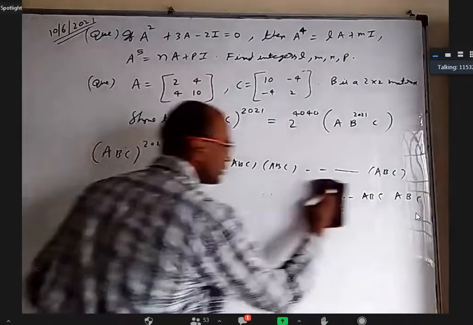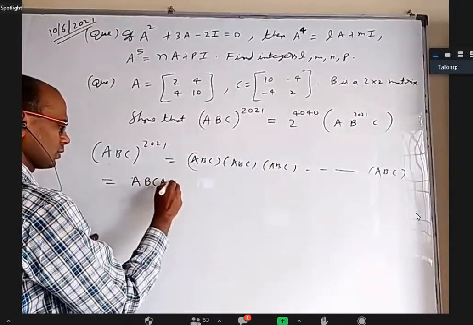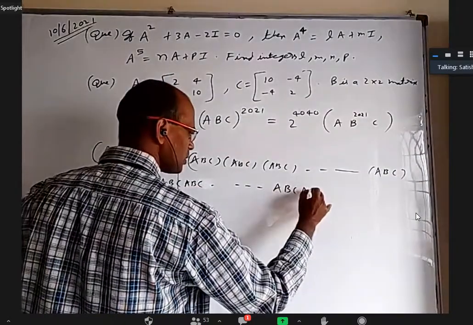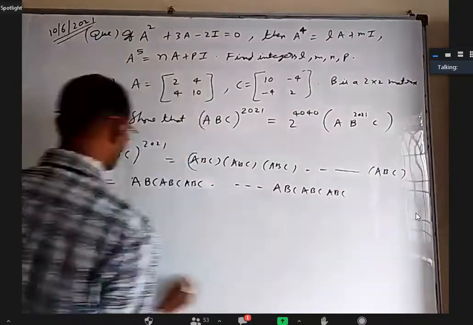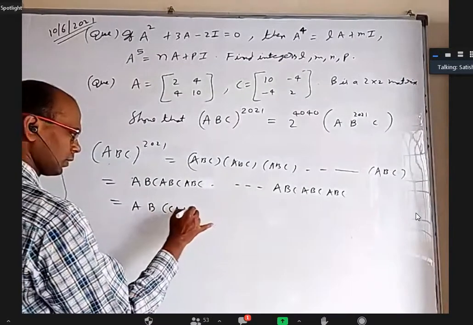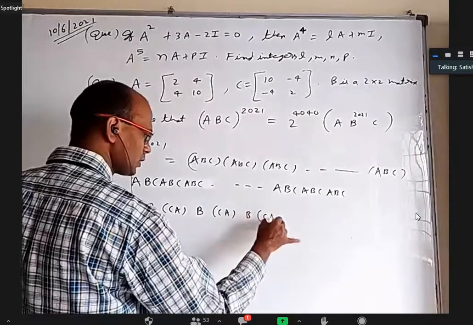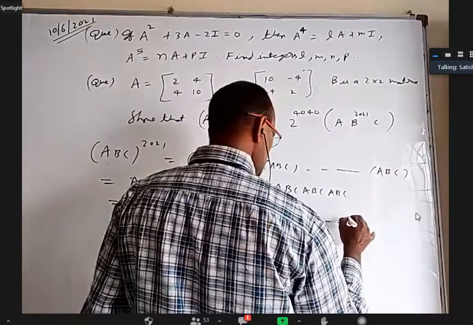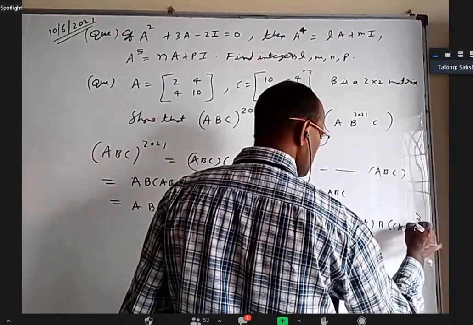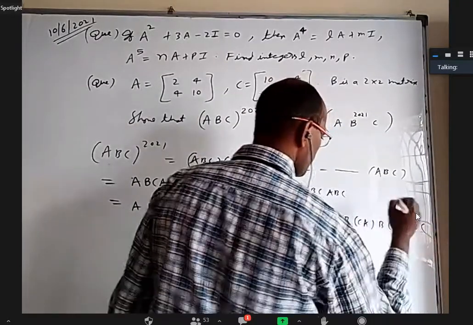Yes, sir. Maybe I'll write that in the next step. Let me simply write A, B, C, A, B, C, A, B, C, dot, dot, dot, A, B, C, and A, B, C, and A, B, C. Next, I'm going to write this as A, B, and C, again B, again C, again B, again C, again some B, some CA, B, CA, and B and C.